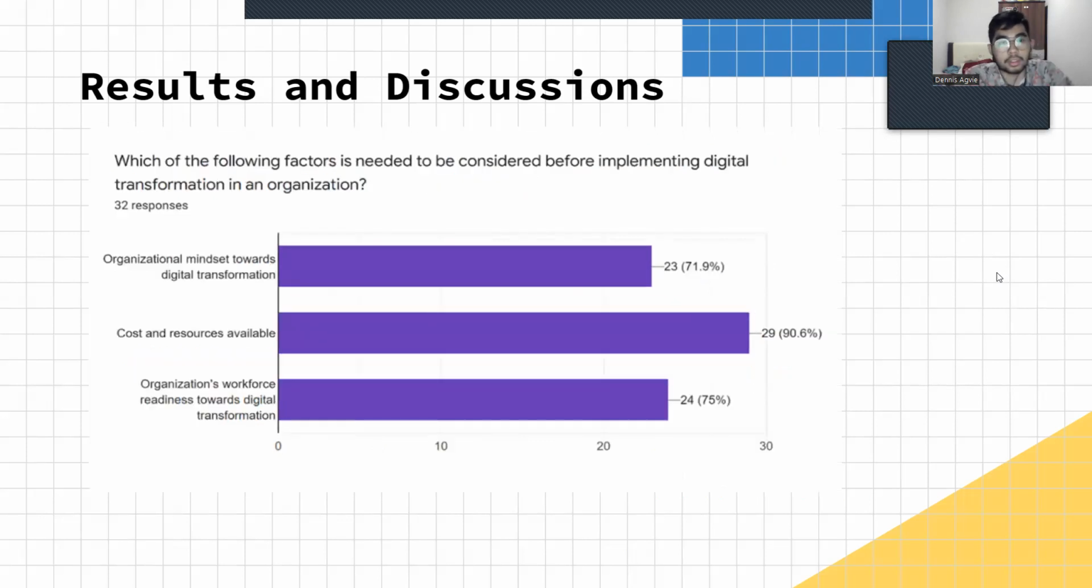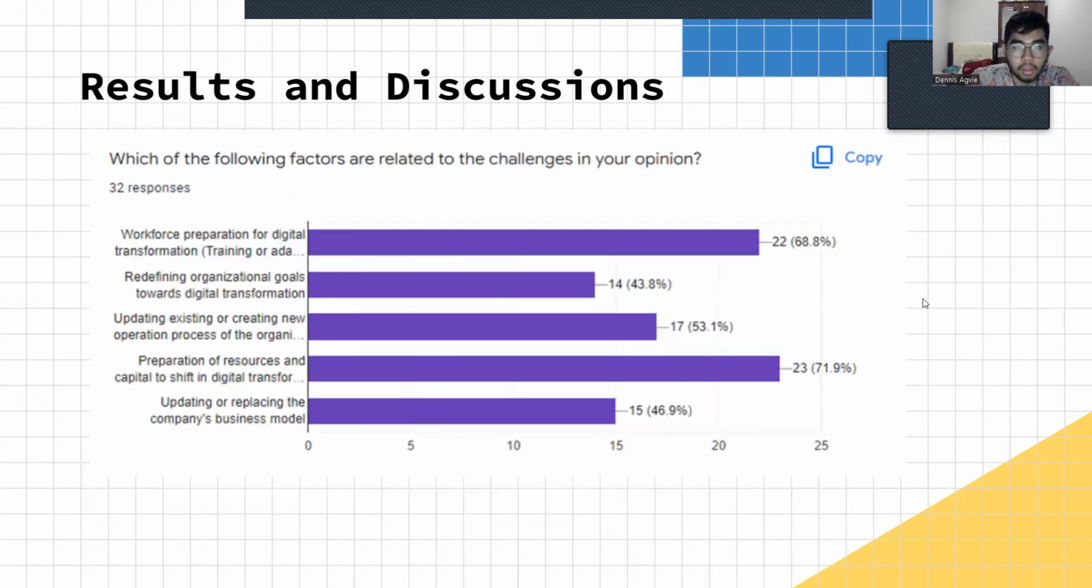And now, of course, when implementing digital transformation, there are also factors that need to be considered. And most respondents think that cost and resources available is the most important, which is 90.6% of the respondents. And now, of course, there are also challenges when implementing digital transformation. And from this graph, we could also see that most of the respondents think that preparation of resources and capital to shift in digital transformation is the biggest challenge that firms would be facing, in which respondents who chose this factor is 71.9%.